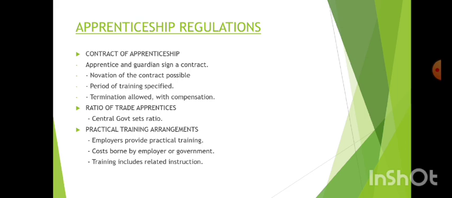If the employer employs less than 250 workers, both the employer and the government are required to share the expenses equally. A trade apprentice who is undergoing practical training in an establishment will also have to undergo a course on related instruction. Those are the apprentice regulations we have under the Act.